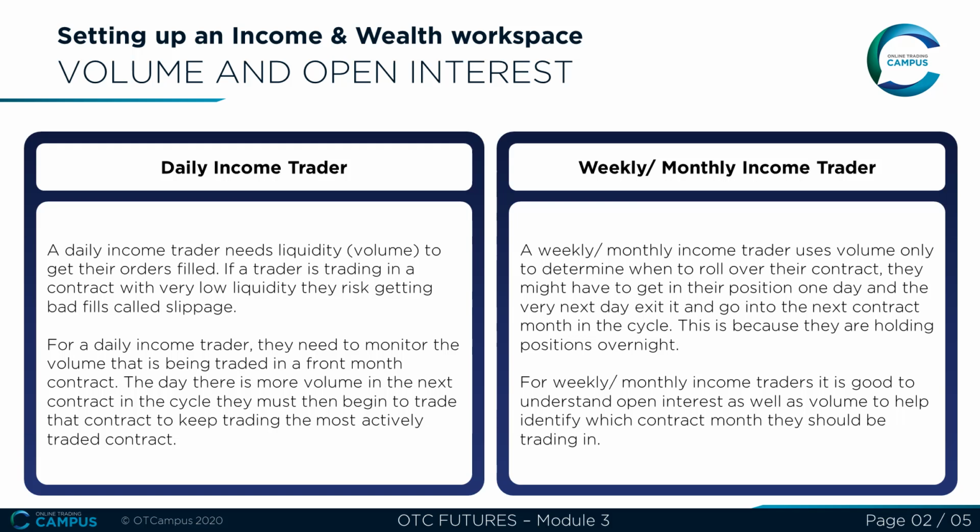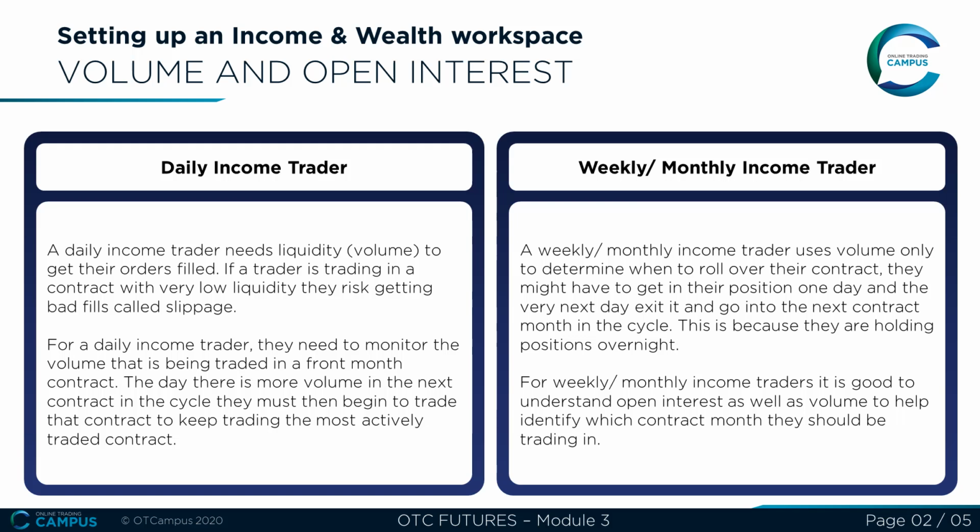So let's assume you are a daily income trader. A daily income trader needs liquidity, volume, to get their orders filled. If a trader is trading in a contract with extremely low liquidity, they risk getting bad fills called slippage. For a daily income trader, they need to monitor the volume that is being traded in the front month contract. The day there is more volume in the next contract in the cycle, they must then begin to trade that contract to keep trading the most actively traded contract.